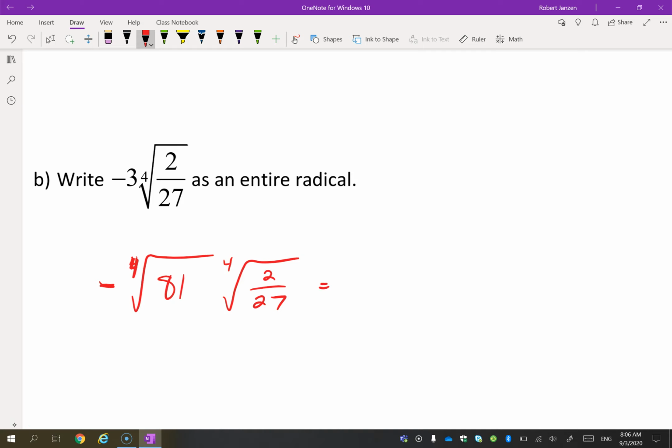And if I want to simplify this now, I'm going to have the negative in front. If I multiply 81 times 2, I get 162 over 27. And I should try to simplify that. I think it actually does simplify. 162 divided by 27 is actually just 6. Okay?